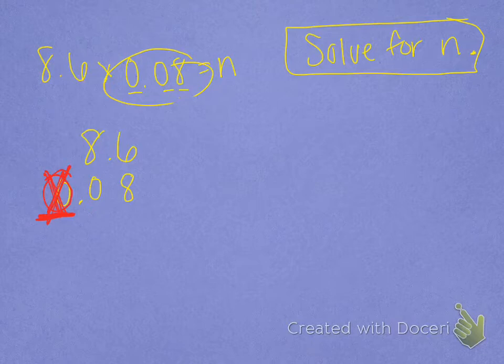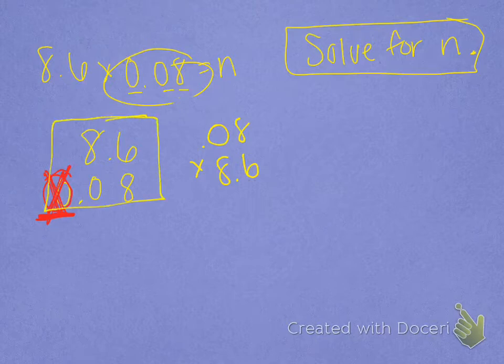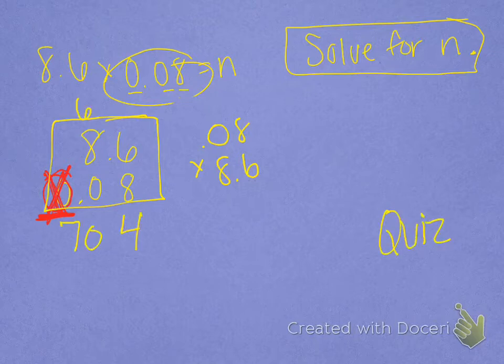So if you wanted to, you could have written the problem like 0.08 times 8.6 because they're the same. You can do it like that, but sometimes this 0 might throw some of you off. So let's just go ahead and solve this one. Go ahead and do the multiplication. It will be in the quiz question. And you should get 704.